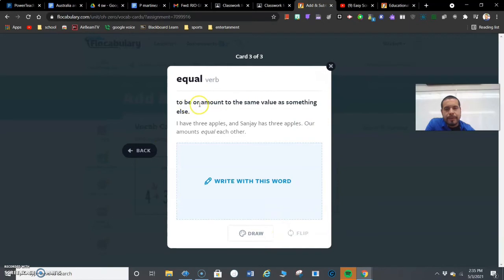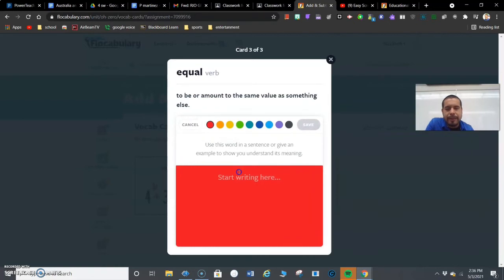To be, so here it says equal, verb. To be or amount to have the same value. All right, so here it says equal. It says I have 3 apples and Sanjay has 3 apples. Our amounts are equal to each other. So they can either write a sentence about it, or they can put here they have the same.